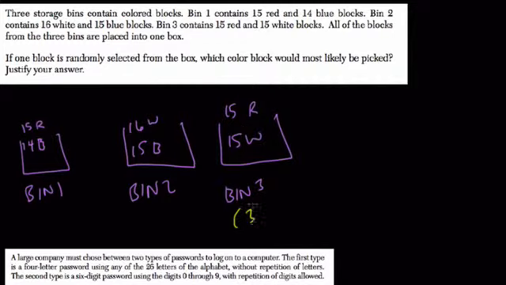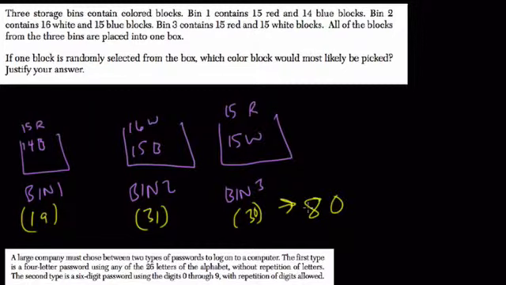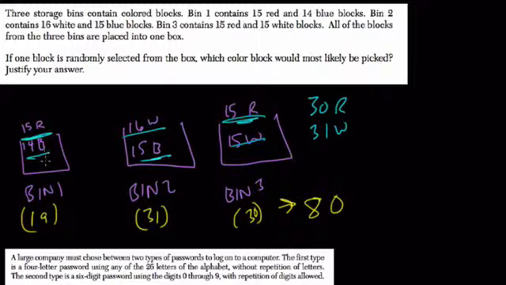We have 30 plus 31 plus 19. Okay, so 30 and 31 is 61, plus 10, 71, plus 9 is 80. So in total we have 80 here. Which color would most likely be picked? Well, the color with the most. So we have 15 red and 15 red over here, so it's 30 red, 15 white and 16 white is 31 white. And then the blue, we have 15 and 14, or 29 blue.